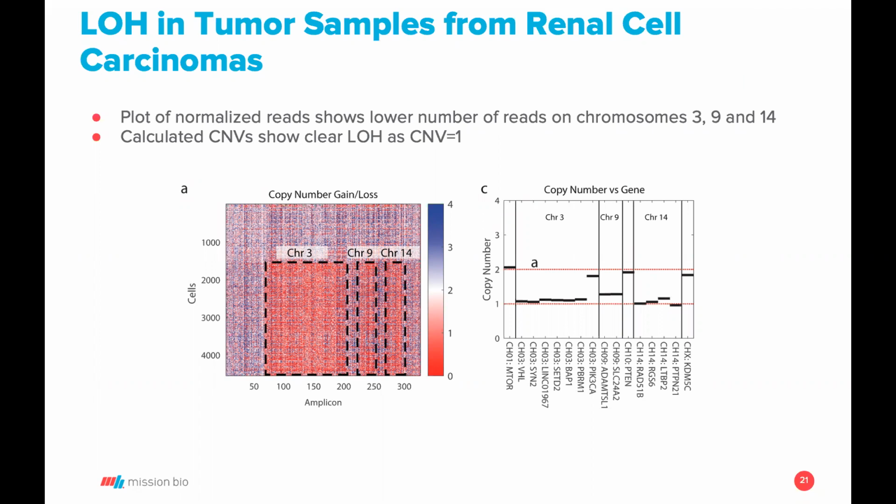And a quick question. You mentioned the need for a normal population. What if your sample doesn't have a normal population? Could we still use the CNV assay?